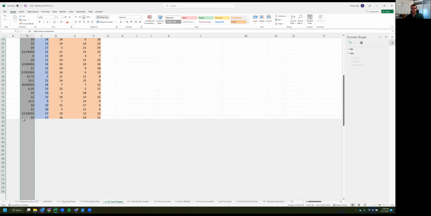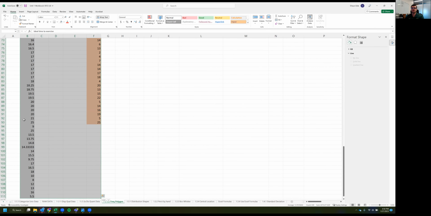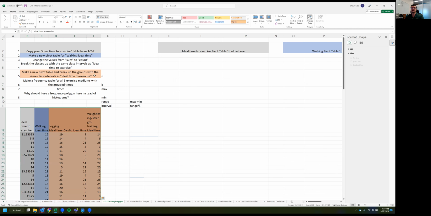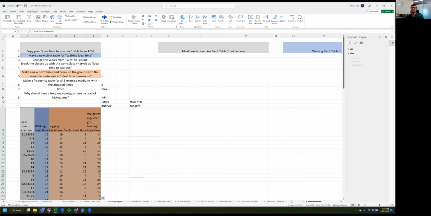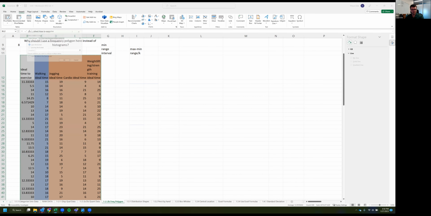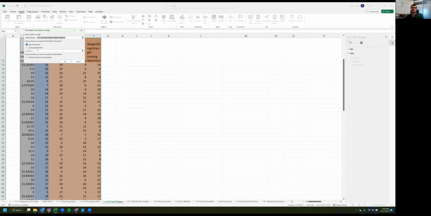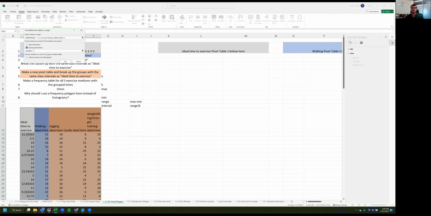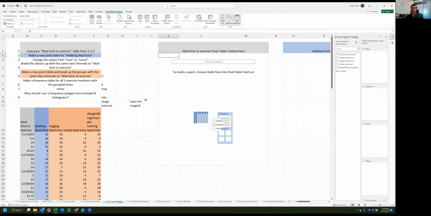You can press Control-Shift down, and then Control-Shift over, to highlight all this data, and you are going to make a pivot table. So insert pivot table. The data that you highlighted is going to show up right there. Then we're going to put it into an existing workbook. So click right there, click location right here, and press OK.